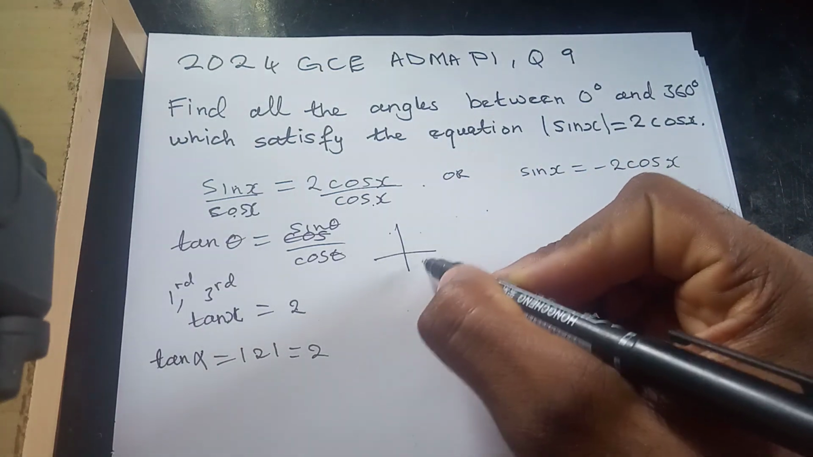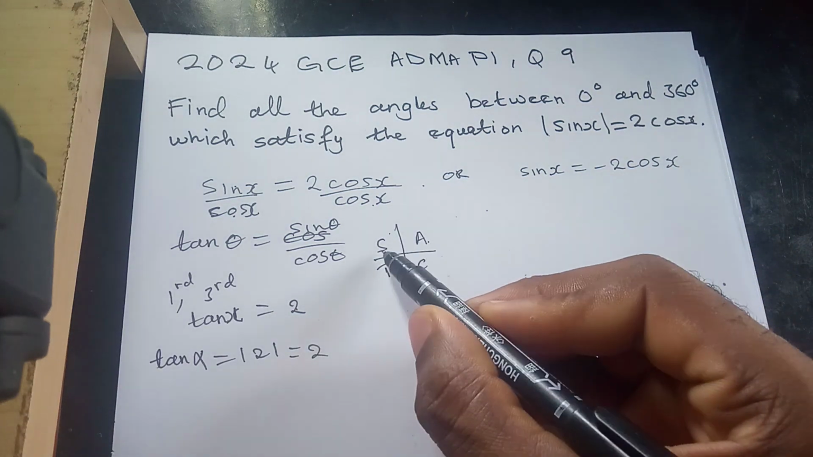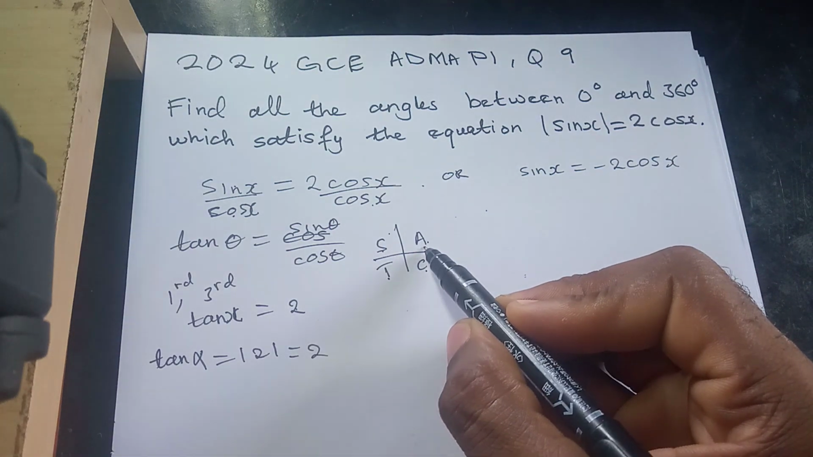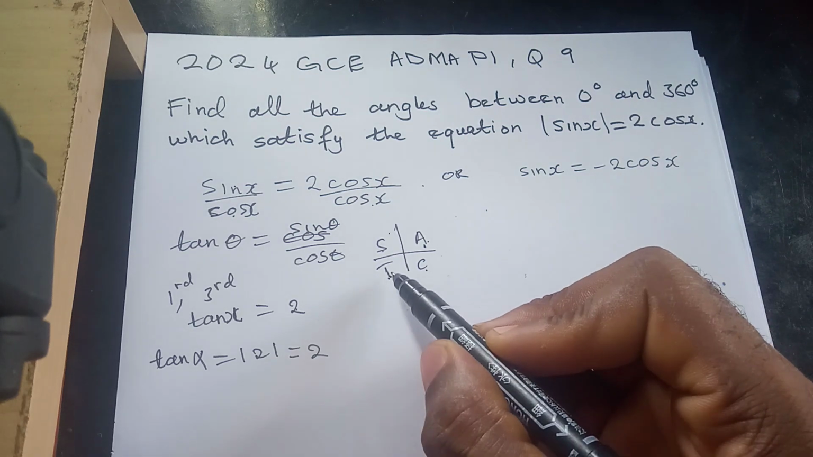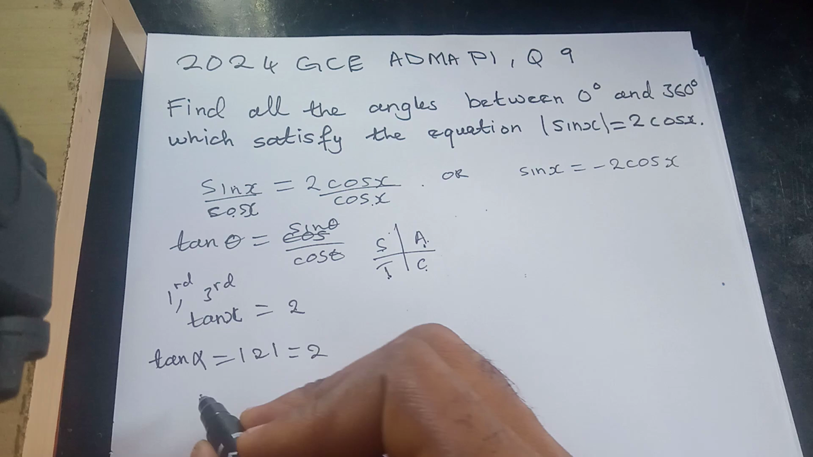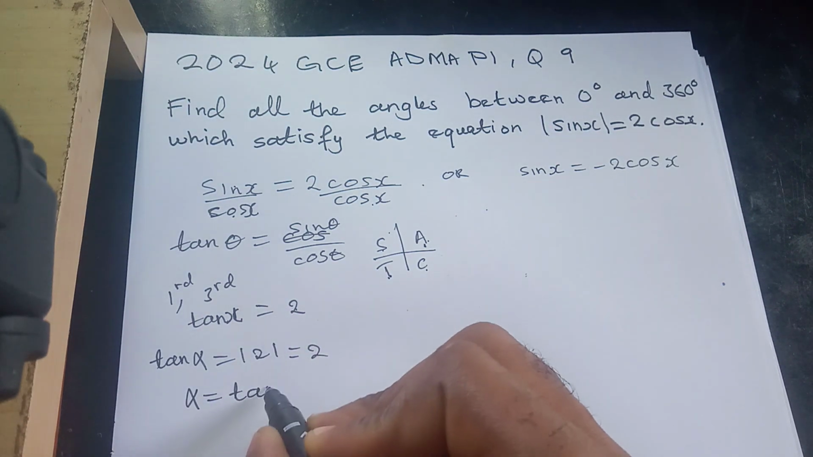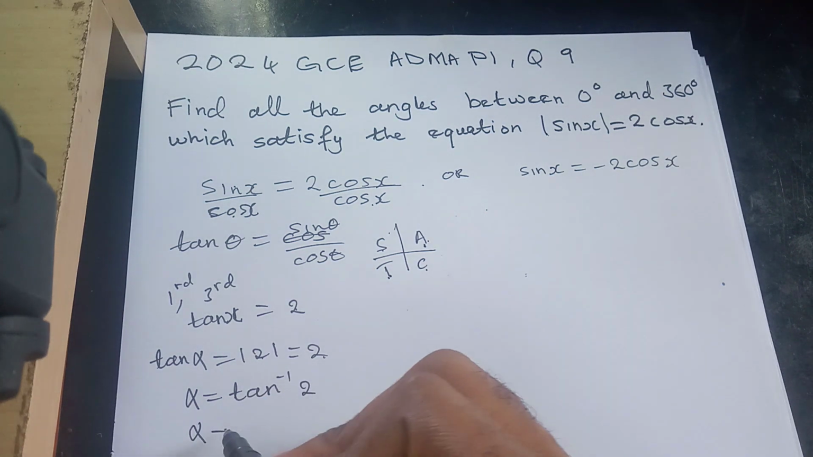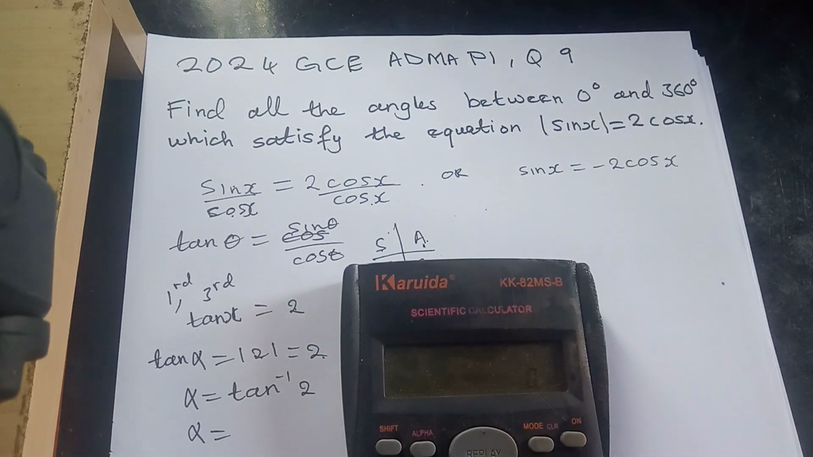Some people say CAST, others say All Scientists Take Chemistry. So tan is positive here since all the ratios are positive, and then tan is positive here since we have a T in there. So to find our alpha, we can say tan inverse 2. Our angle alpha will simply be the inverse of tan 2.